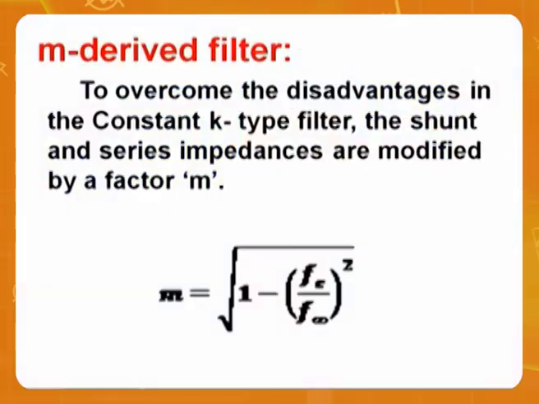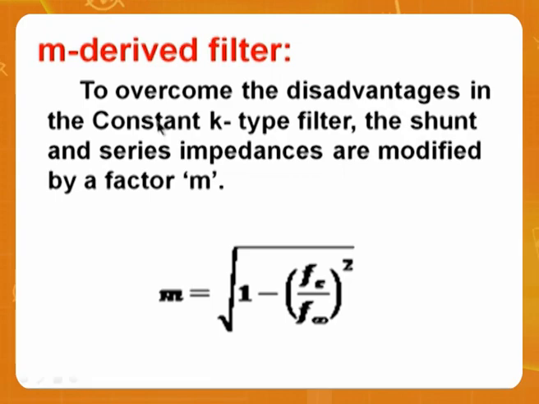Let's go to the next one called M-derived filter. For the drawbacks that we have seen in constant k filter, the solution was given by Zobel. He brought an idea and he brought the filter called M-derived filter. When it's called M-derived, don't think it is simply M. M is an operator value. That's why he called it M-derived. He brought a factor called M, root of 1 minus (Fc by F infinity) whole square.